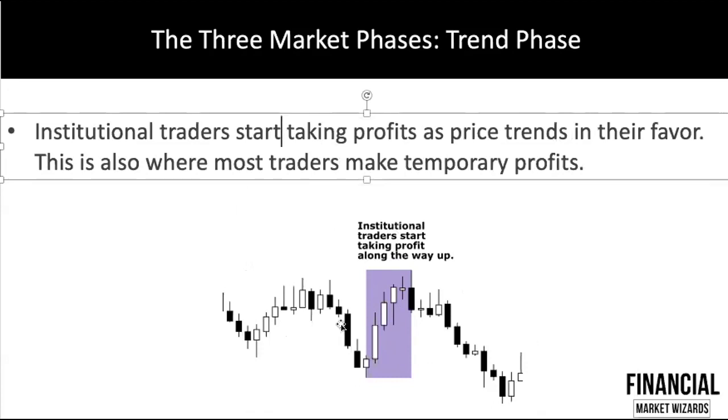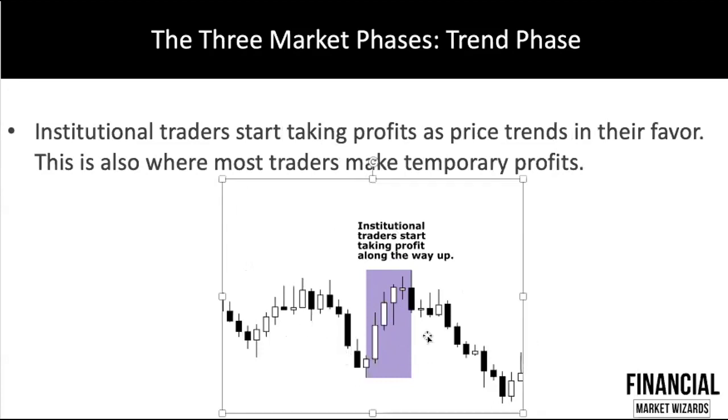The retail traders, like you and I, who see this as a valid breakout and start shorting, actually see temporary profits. In fact, if you don't take your profit in time, you'll probably be stopped out if you put your stop loss above this swing high. So this is the phase that you want to be trading.